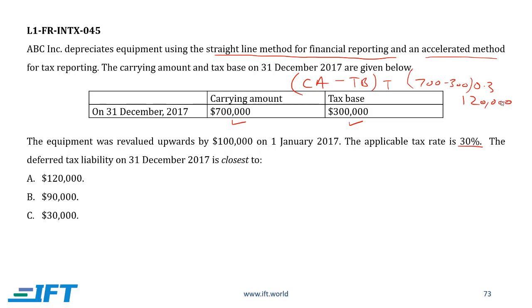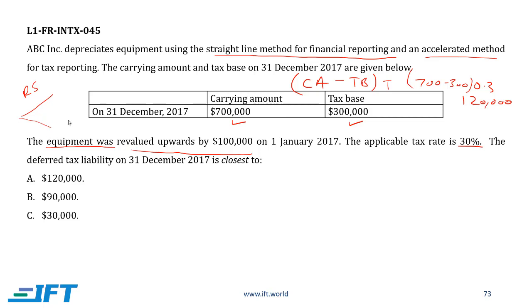120,000. Now the second leg of the question says the equipment was revalued upwards by 100,000. Now under IFRS we can use the revaluation model. In the revaluation model, when the value of the long-lived asset goes up, where does it immediately go? If the asset goes up, it goes to equity, and where in equity? Revaluation surplus account. If it goes down, it hits the income statement.